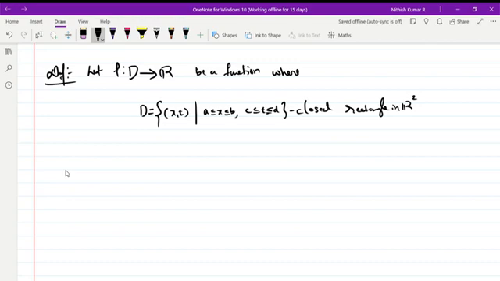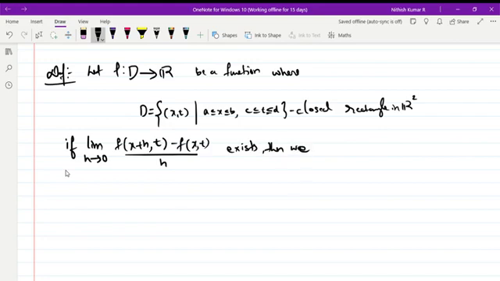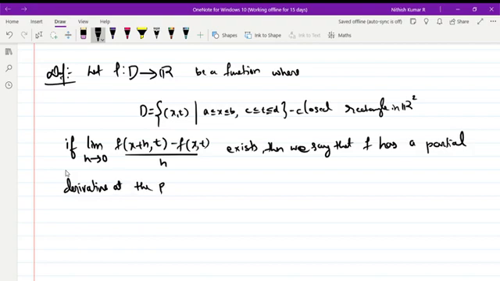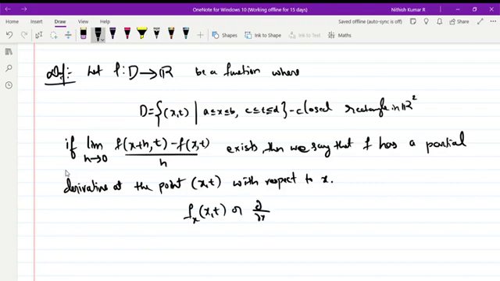So if the limit as h tends to 0 of f of x plus h comma t minus f of x comma t, divided by h, exists, then we say that f has a partial derivative at the point (x, t) with respect to x, and the limit value is denoted by f suffix x of x comma t, or it's also denoted by dou by dou x of f of x comma t.